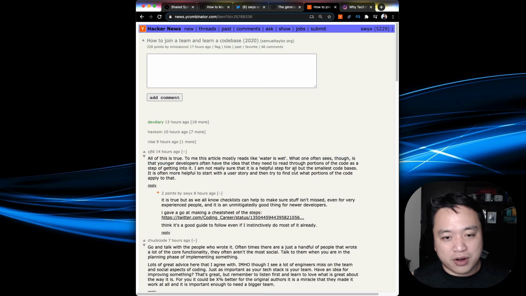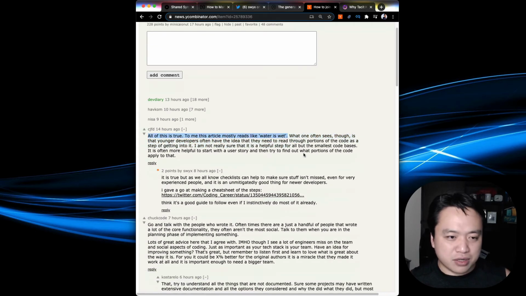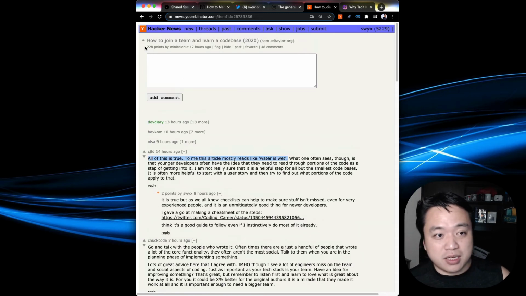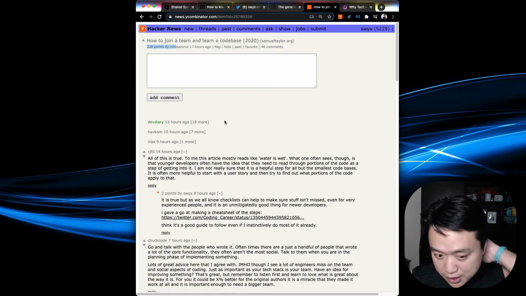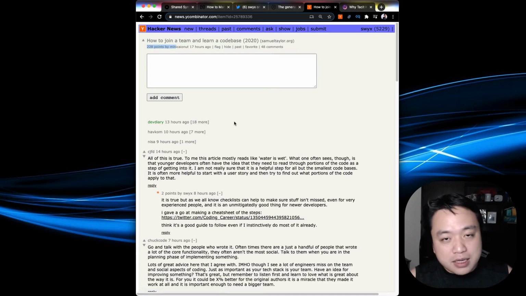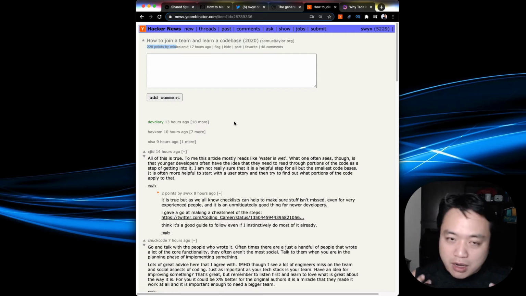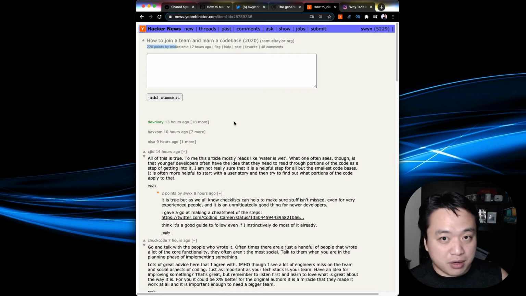There's a lot of Hacker News attitudes that kind of go like this. I read this article, all of it's true. To me, this article mostly reads like water is wet, which is a way of saying that it's just super obvious to him and it doesn't bear writing down. But it's probably not true, because Hacker News upvoted it 228 times. And I think that's a fundamental curse of knowledge, that what seems obvious to you may not seem obvious to beginners. But also just like obvious things well stated have value in and of themselves.